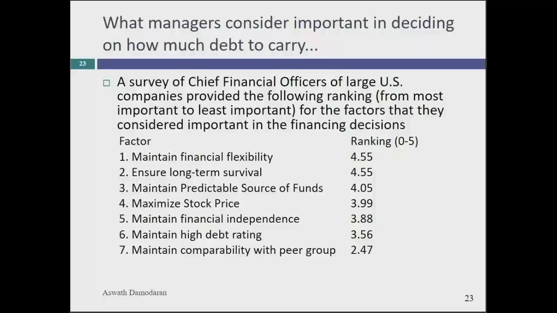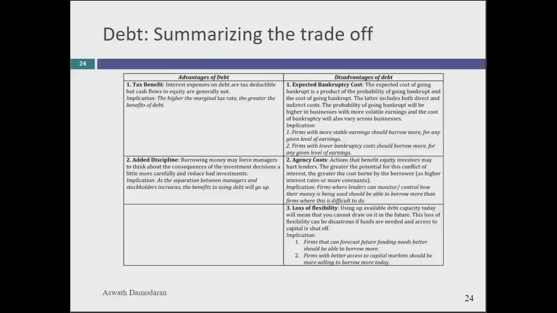I could just get one of those parrots that imitates things, a version of a parrot that says, okay, look at everybody's debt ratio, do the same thing. But that's what they claim to look at. So let's look at the trade-off. Tax benefits and added discipline on the plus side, expected bankruptcy cost, agency cost, and loss of flexibility on the minus side.